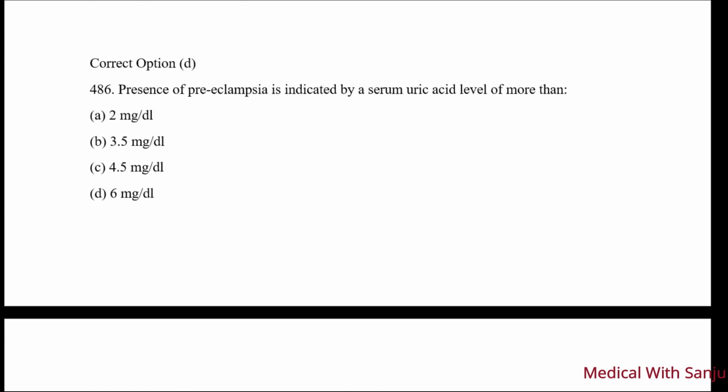Question number 486. Presence of preeclampsia is indicated by a serum uric acid level of more than option A 2 mg per dl, option B 3.5 mg per dl, option C 4.5 mg per dl, and option D 6 mg per dl. 4.5 mg per dl. Option C is right answer.